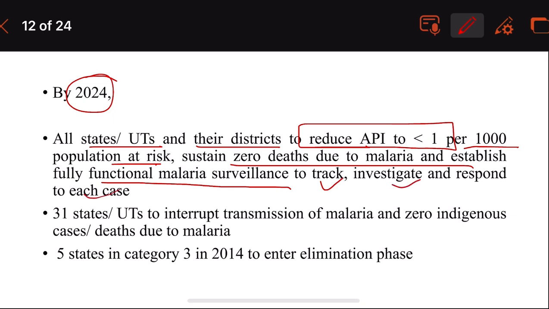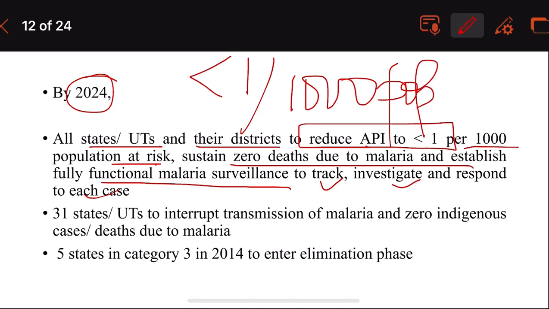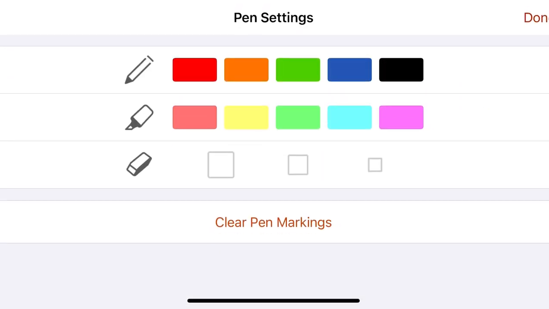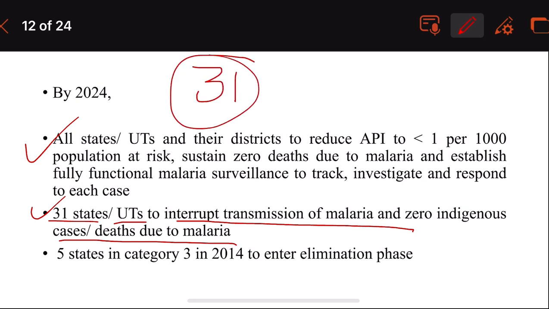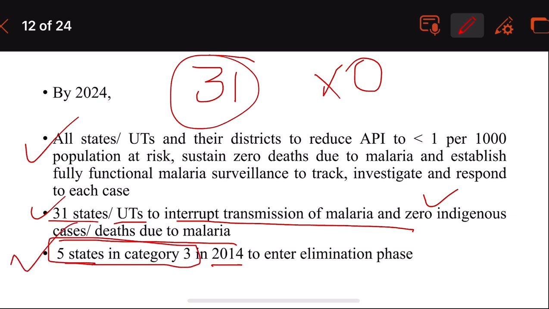So they said that all the states, union territories and also all the districts have to reduce to less than 1 case per 1,000 population and also set up a functional malaria surveillance to track, investigate and respond to the cases so that they can sustain zero deaths due to malaria. The second point, the 31 states or union territories to interrupt the transmission of malaria and attain zero indigenous cases and deaths due to malaria. Lastly, the 5 states in category 3 in 2014 have to enter into the elimination phase, which is nothing but category 1.